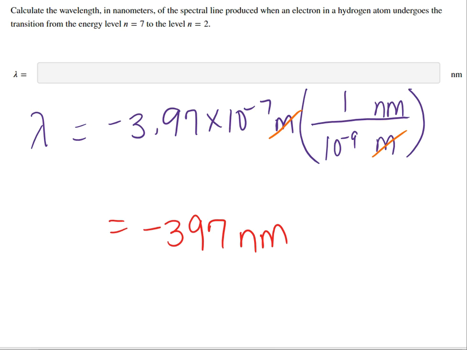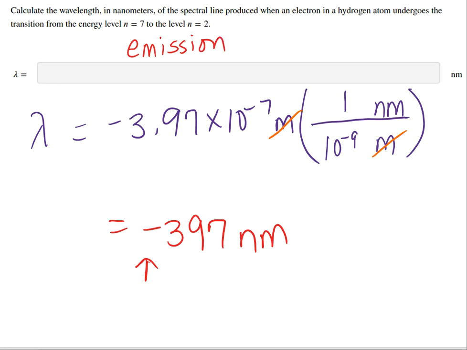Now, the way that you would report this, because we can't have a negative length, this negative sign is simply telling you the direction that we're going. So think about absorption versus emission. Absorption means we're moving up. So that means that we're moving at a wavelength increase of 397 nanometers if we were going from 2 to 7. However, we're going from 7 to 2, so that means that emission is taking place. Remember, the process of emission indicates that you're moving to a lower level.